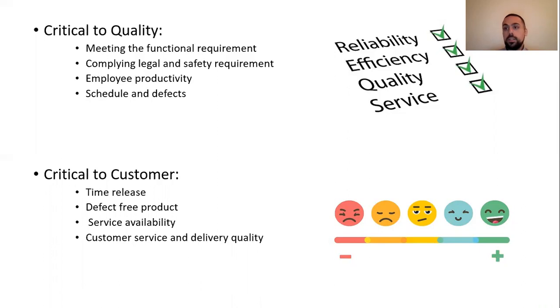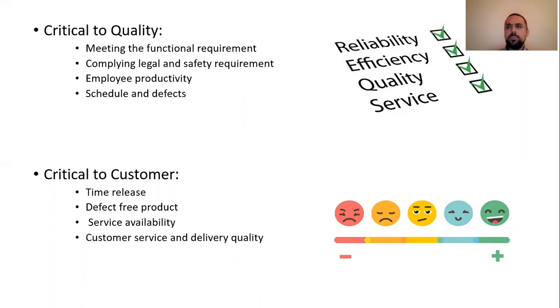But we should pay attention that employee productivity, schedule, and the number of defects in the production line are the factors which are related to the quality. So employee productivity, schedule, and the number of defects are called critical to quality factors.